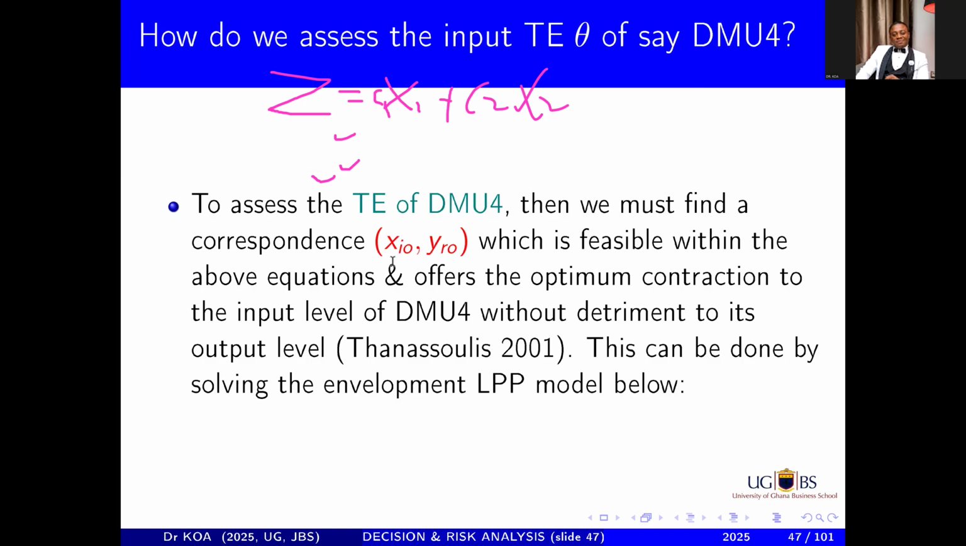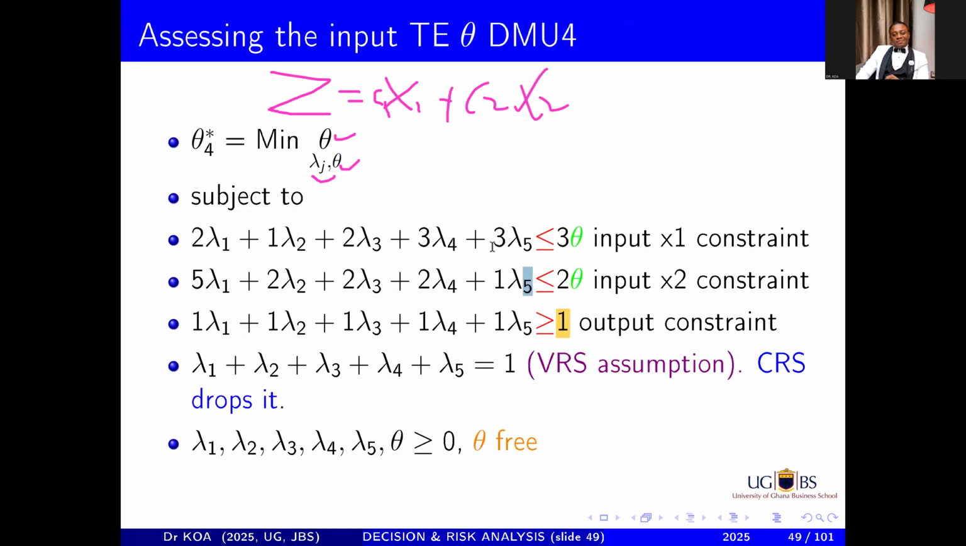This is the way you want to understand it. If there's any question you want to ask: decision variables are the lambdas and then the theta. Then the same theta becomes the objective function value. Then the constraints are this. You have the left-hand side constraint and the right-hand side constraint. And then you have the convexity constraint, which is the VRS. And then finally, the non-negativity constraint. That is it. Any question?